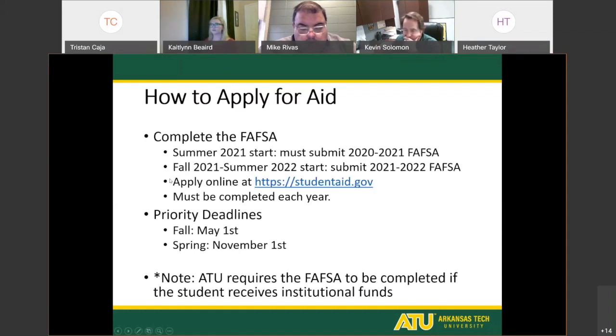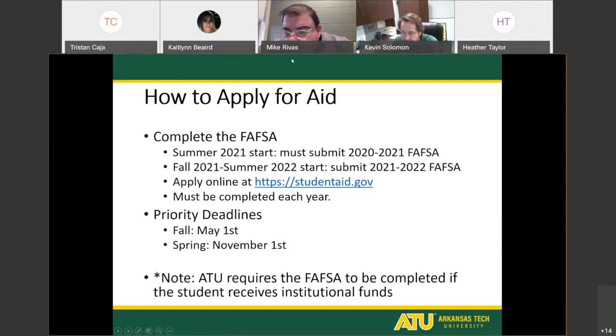Okay, so some of you may be familiar with this and some may not, but you have to apply for federal aid, and how to do that is you complete the FAFSA. There are actually two different FAFSAs. If you plan to start in the summer of 2021, you're going to complete the 2021 FAFSA. And if you're going to start in the fall, which is in August, you're actually going to do the 21-22 FAFSA. So if you plan to go summer and the upcoming fall and spring, you're going to have to complete two FAFSAs to get aid for each year.